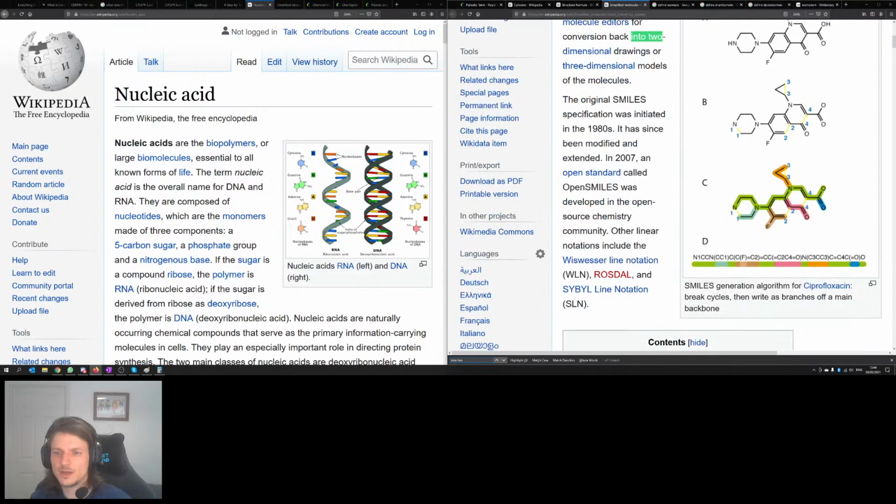The original SMILES specification was initiated in the 1980s. It has since been modified and extended. In 2007, an open standard called OpenSMILES was developed in the open source chemistry community. Other linear notations include the Wiswesser line notation, ROSDAL, and SLN. Okay, cool.